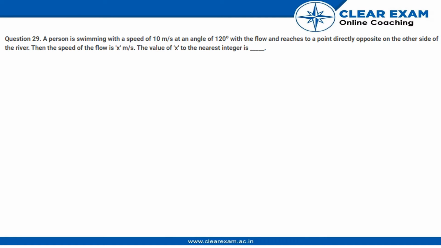A person is swimming with a speed of 10 meter per second at an angle of 120 degrees with the flow and reaches a point directly opposite on the other side of the river. The speed of the flow is x meter per second. The value of x to the nearest integer is?